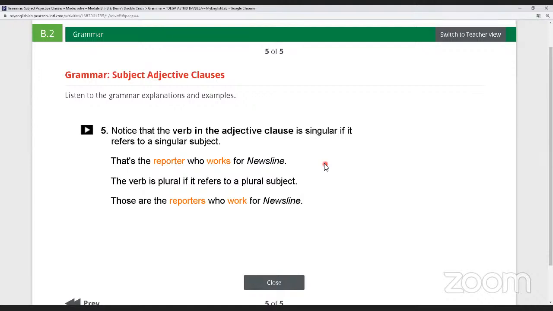Actualmente no utilizamos demasiado con otros tiempos verbales. Sí existen todos los tiempos verbales, pero ya depende de cada contexto. Y claro, si voy a hablar en el pasado, tengo que cambiar a pasado. Sigue la misma regla de cada tiempo verbal. If it's simple present and third person, I have to add the s to my verb. If it's plural, then it's unnecessary to change it. So that's the reason why I have those. Those are the reporters who work for Newsline.